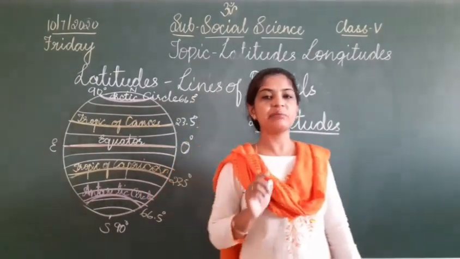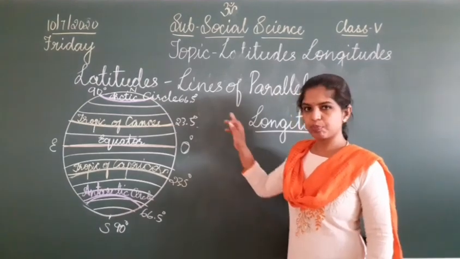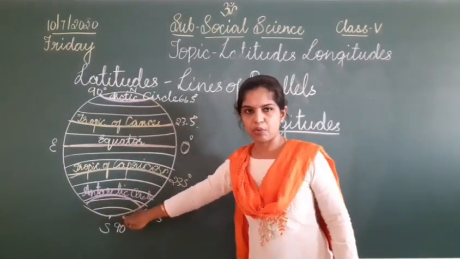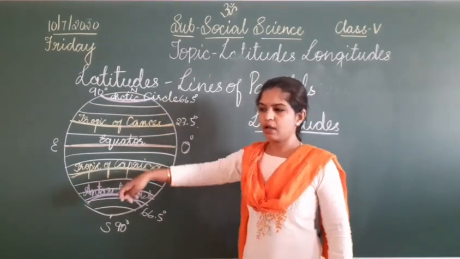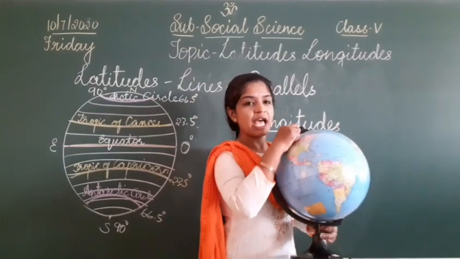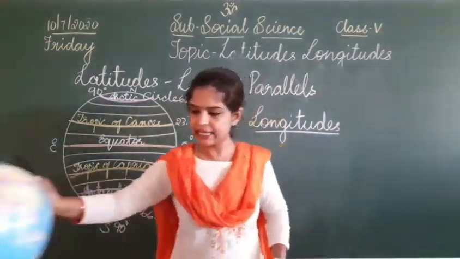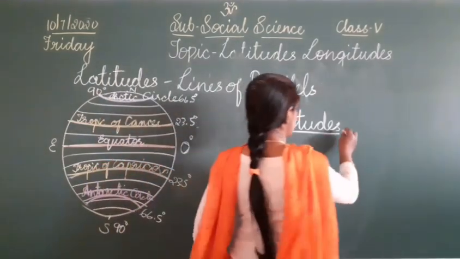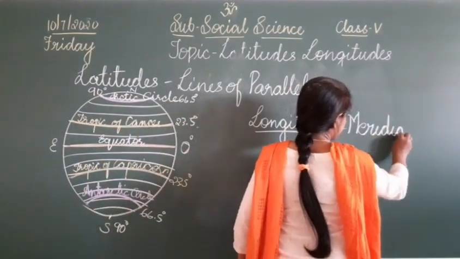Longitudes are the imaginary lines which run from the North Pole to the South Pole. They run vertically on the globe from North Pole to the South Pole. They are also called meridians. What are they called? They are also called meridians.